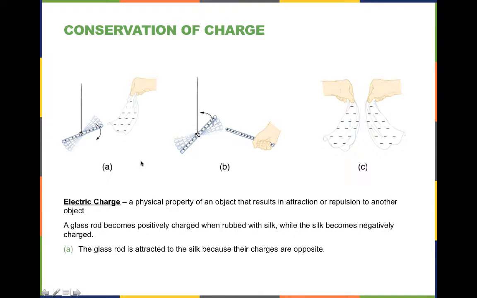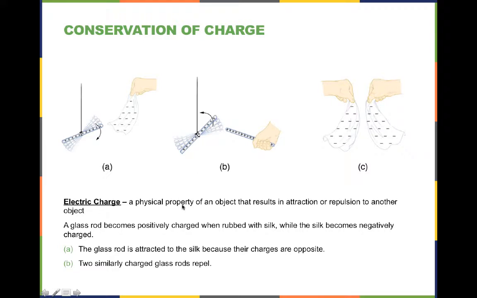So if we look, for example, at this first diagram, we see that the charge occurs because we rub the silk cloth on a glass rod, and what ends up happening is electrons are transferred from the rod to the cloth. Thus the cloth becomes negatively charged and the rod becomes positively charged. And since they are opposites, the rod is actually attracted to the silk.